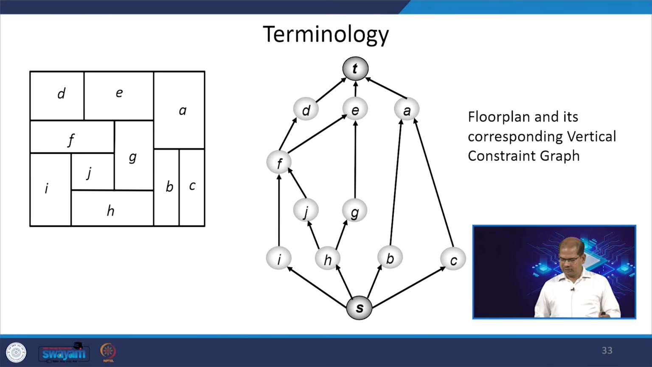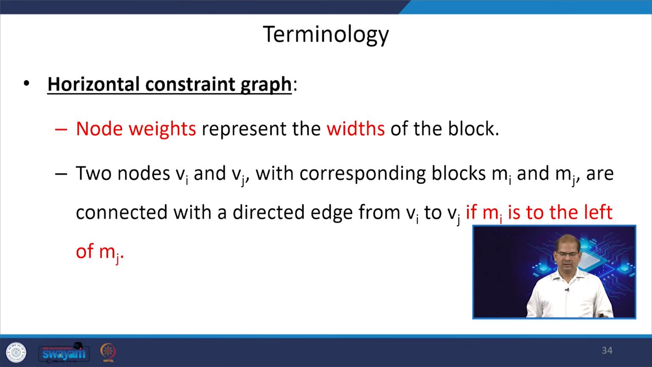Let us take an example here. You have a source node whose weight is basically 0, a termination node with weight 0, and we have these edges connecting them. This is called the vertical constraint graph, and this will help me find the height of my global bounding box. Similarly, I have the horizontal constraint graph. Node weights represent the width of the block.